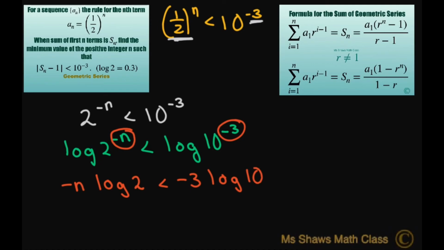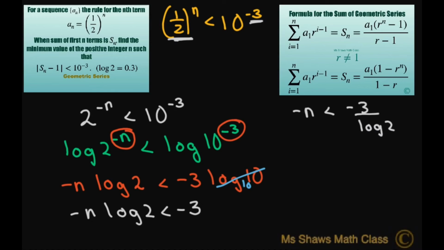Now, this is base 10. Log base 10 of 10 is just 1. So basically we have negative n log of 2 is less than negative 3. Or, if I divide both sides by log of 2, we have negative n is less than negative 3 divided by log of 2. And then we want to solve for n, not negative n. So when you multiply through by negative, you have to flip that sign, and you're going to get n greater than 3 divided by log of 2.